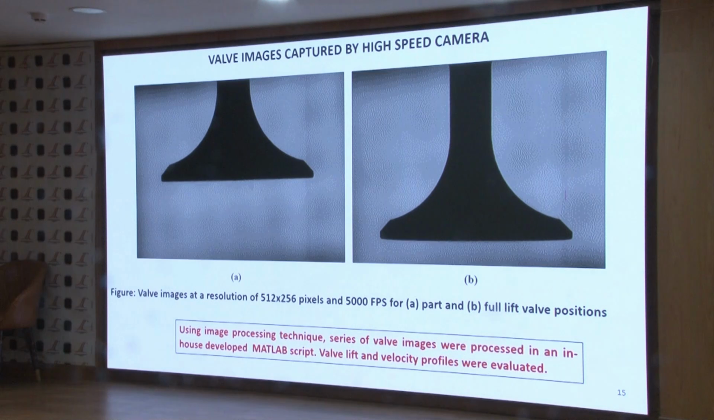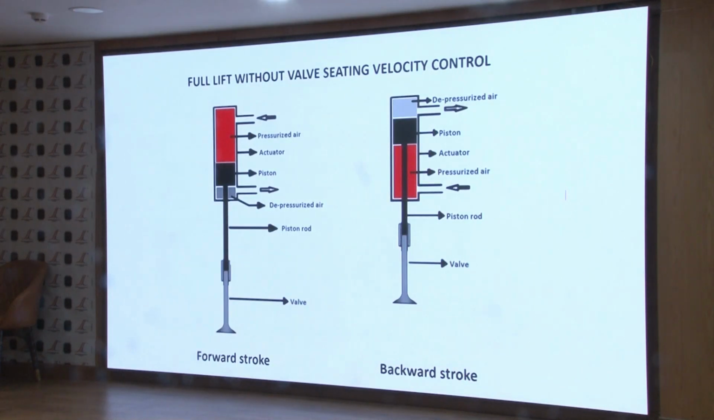No doubt about that, we can characterize such things by using positioning sensors, or even with a high speed camera. So we use high speed photographic methodology to track the valves. That is how we have got the backward and forward motions of the valves.